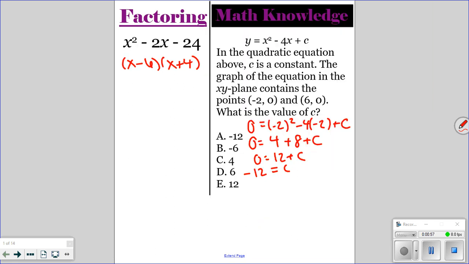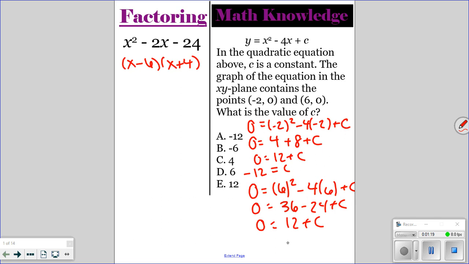And you can check it also with this point here. So when y equals 0, your x value is 6. So if you plug in 6 to your equation, you get 36 minus 24, which is 12 plus c. So c again equals negative 12. So that would be the value of that one. So that's one way you can do that one. Just plug in one of the points that they give you to find your c.